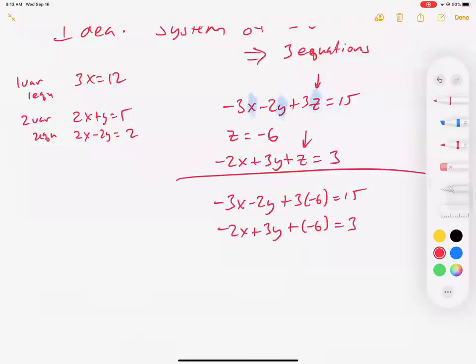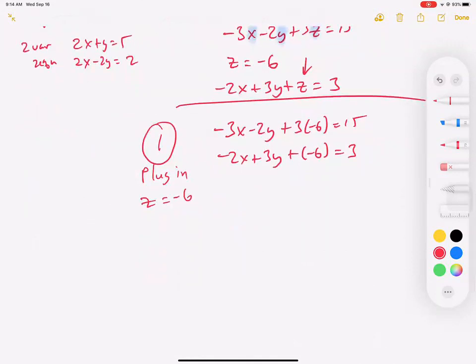Now again, take a look here. We went from 3 variables, x, y, z. Now my next step, call this step number 1, I plugged in z equals negative 6. We don't have z's anymore. When you plug them in, that simplifies this. This will be negative 3x minus 2y minus 18 equals 15. And that simplifies by adding 18 to both sides. This is now negative 3x minus 2y equals, that's going to be a big number, that's going to be 33.